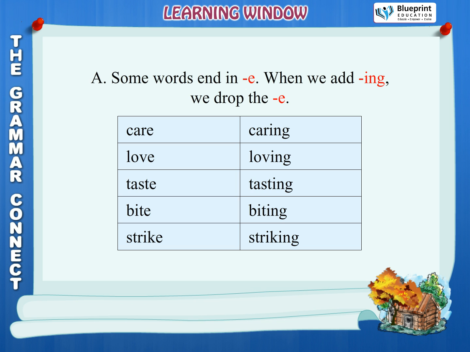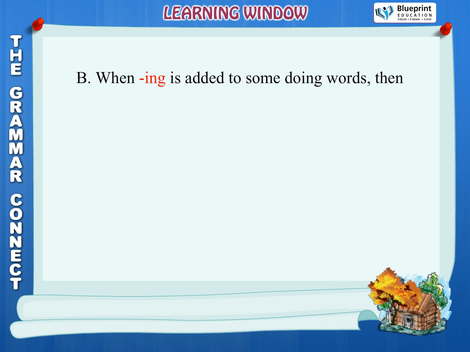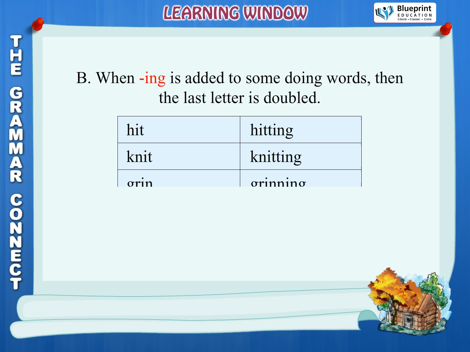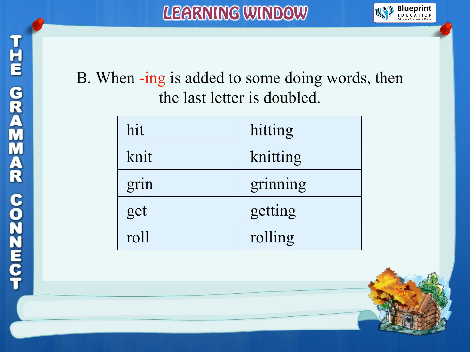Strike, striking. B. When ing is added to some doing words, then the last letter is doubled. Jog, jogging. Drop, dropping. Shop, shopping. Fit, fitting. Hop, hopping. Hit, hitting. Knit, knitting. Grin, grinning. Get, getting. Roll, rolling.